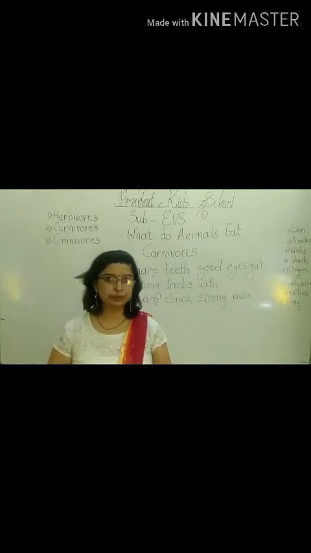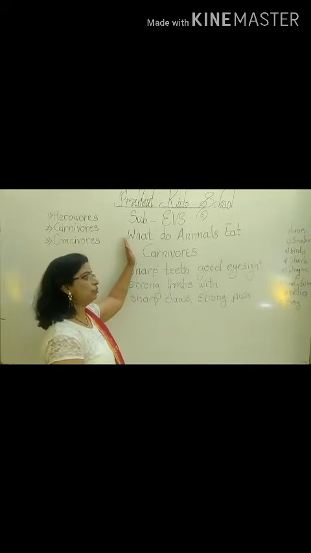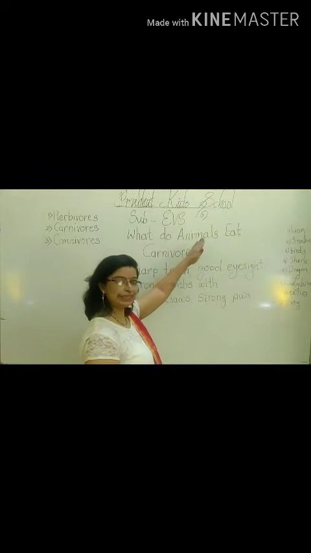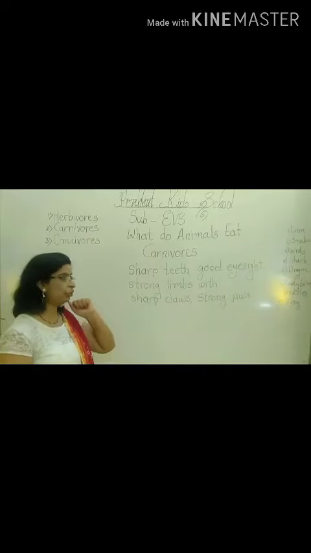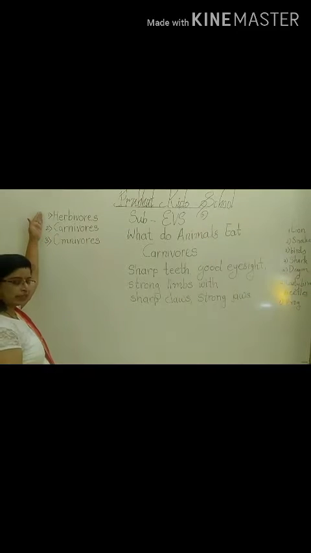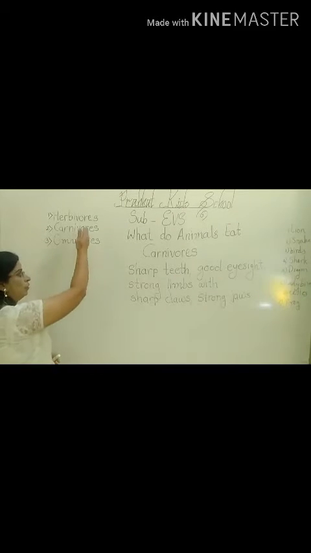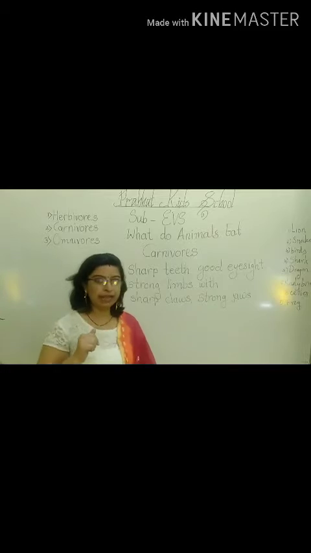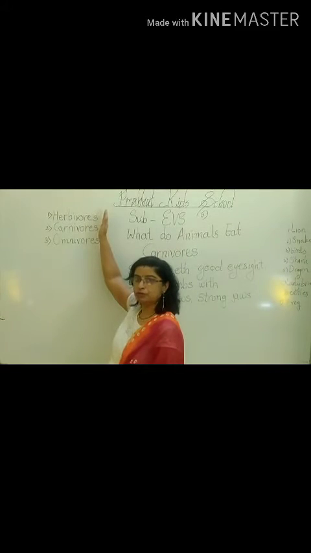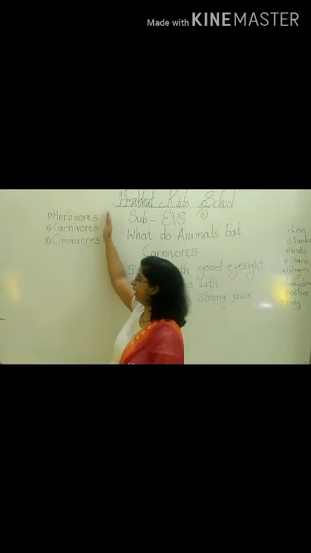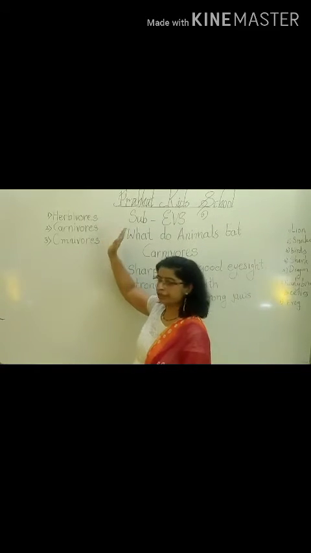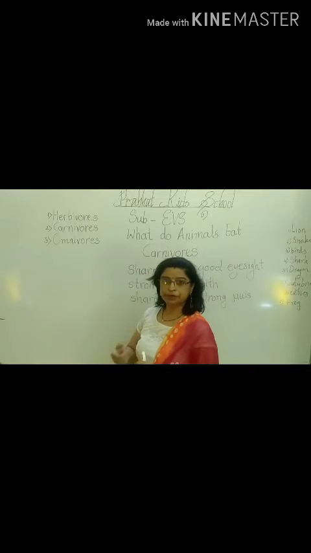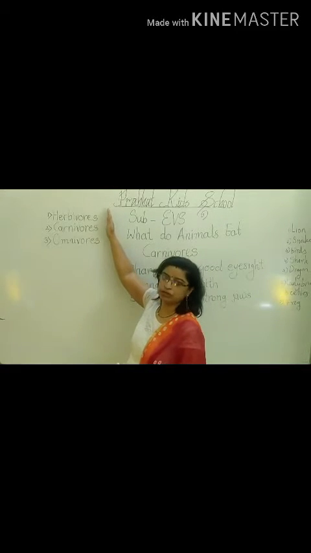Yes, in the previous period we just introduced the lesson, what do animals eat. In that, animals are categorized into three groups, which are herbivores, carnivores and omnivores. According to their eating habits, that is, what type of food they eat, animals are classified into these three groups: herbivorous, carnivorous and omnivorous. In the previous period we discussed the herbivorous.